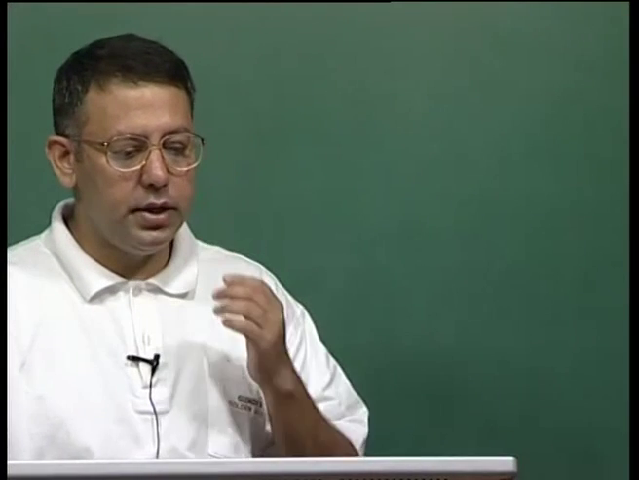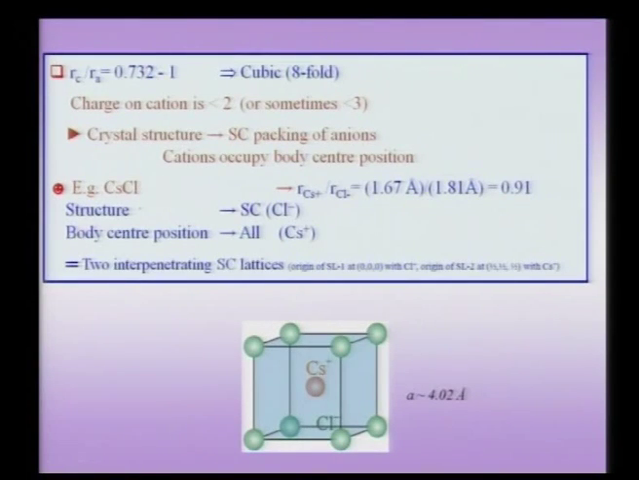Now, let us take another example, cesium chloride. We had noted before that if my radius ratio is in the region of 0.73 to 1, then I would have an 8-fold or cubic coordination. In this case, it is observed that the crystal structure will be simple cubic with cations occupying the body centered position. To take up the specific example of cesium chloride, CsCl, the radius of the cesium ion to the radius of the chlorine ion is 1.67 angstrom by 1.81 angstrom, which is 0.91. So, 0.91 lies in the radius ratio regime of 0.732 to 1, which means I will have a cubic coordination and the crystal structure will be simple cubic. My chlorine ions would occupy all the corners and my cesium ion would occupy the body center.